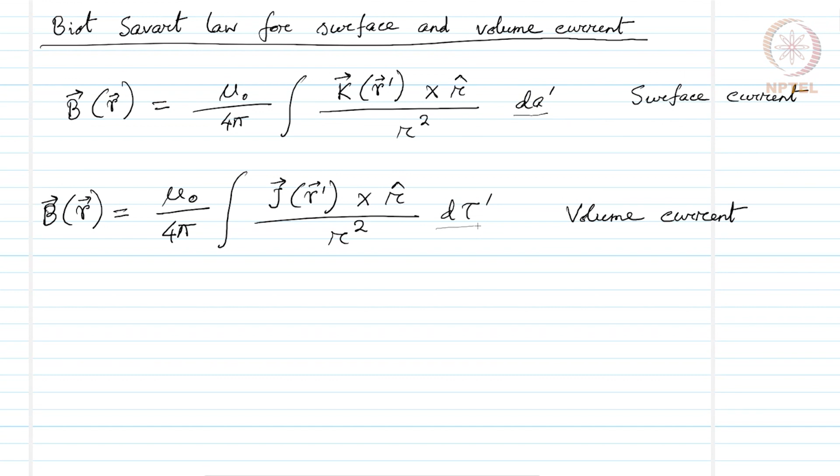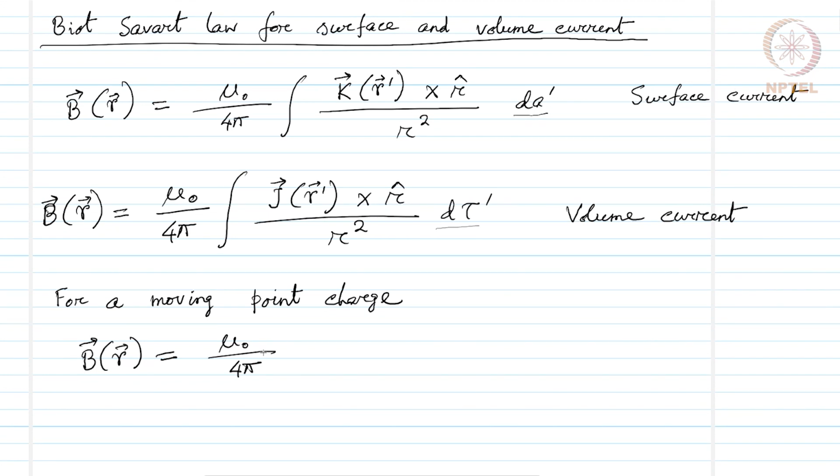Now, if we consider a moving point charge, what would be the amount of magnetic field? Can we write the magnetic field B as a function of r as mu naught over 4 pi q v cross r cap over r squared? Is that possible?